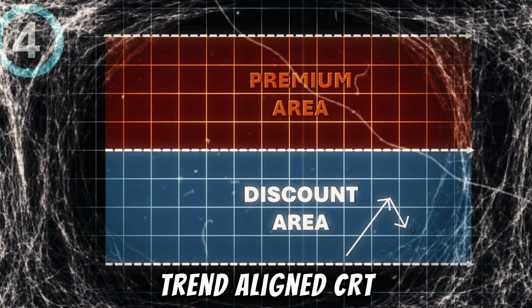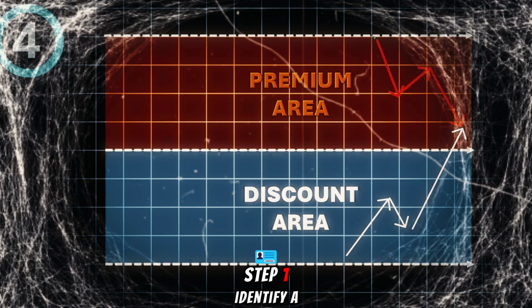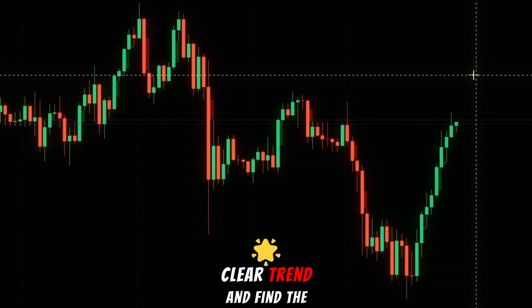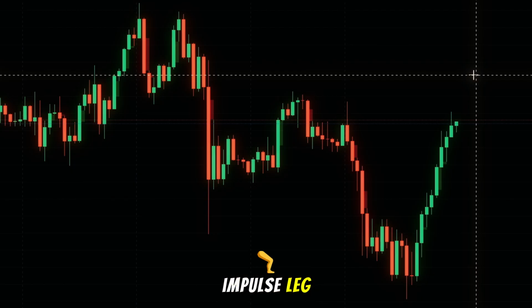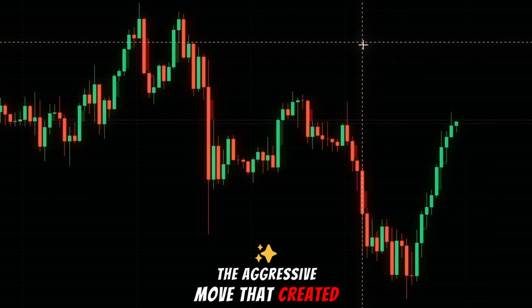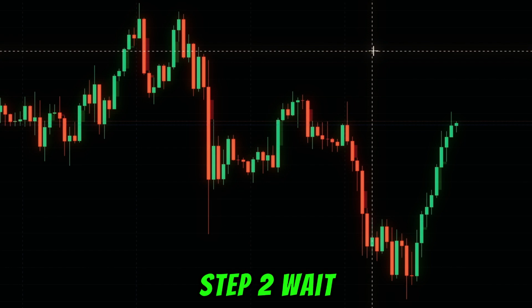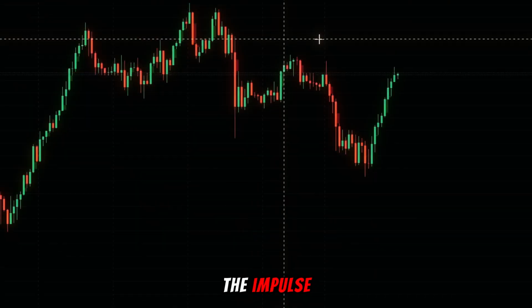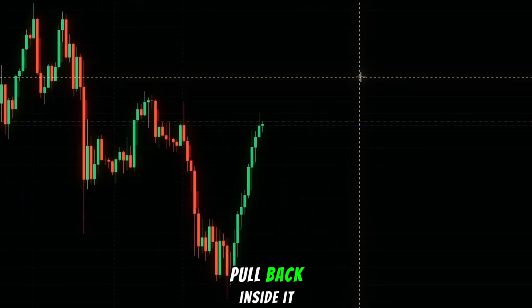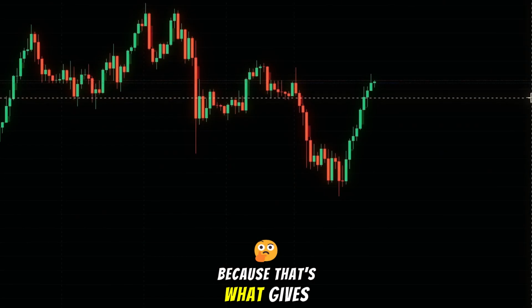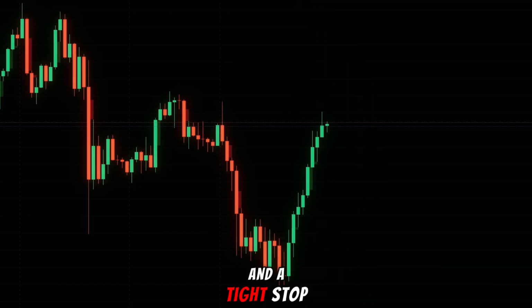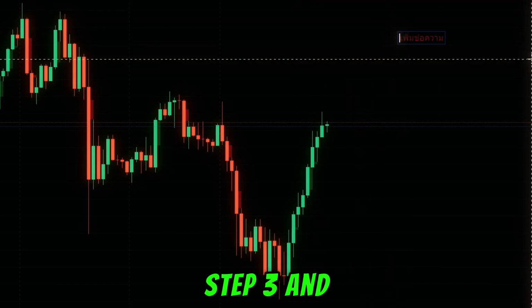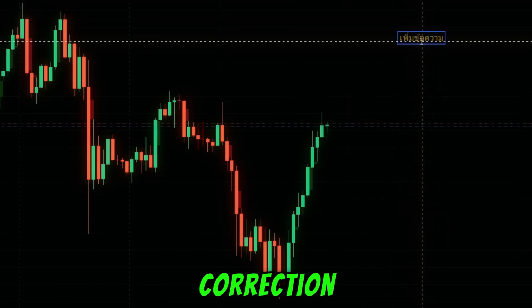Part 4. Trend-aligned CRT. 3 steps. Step 1. Identify a clear trend and find the impulse leg, the aggressive move that created the direction. Step 2. Wait for the correction. You are not trading the impulse. You are waiting for price to pull back inside it, because that's what gives you a good price and a tight stop.